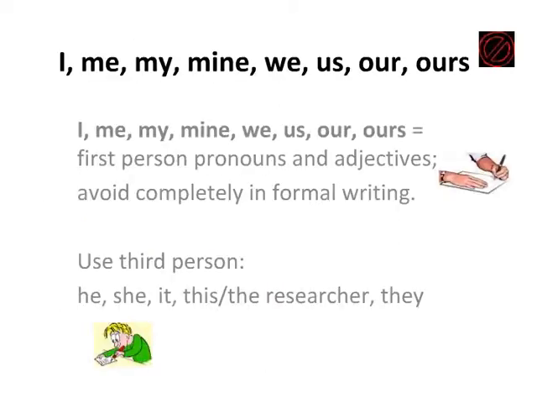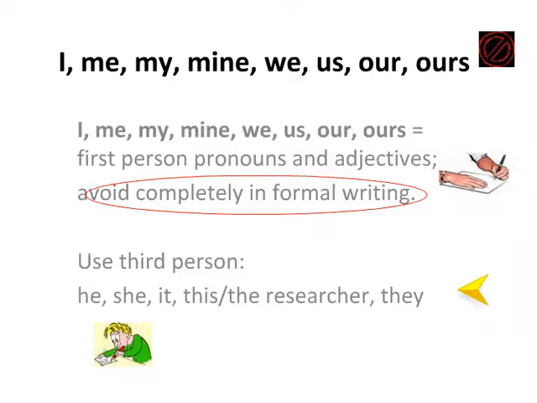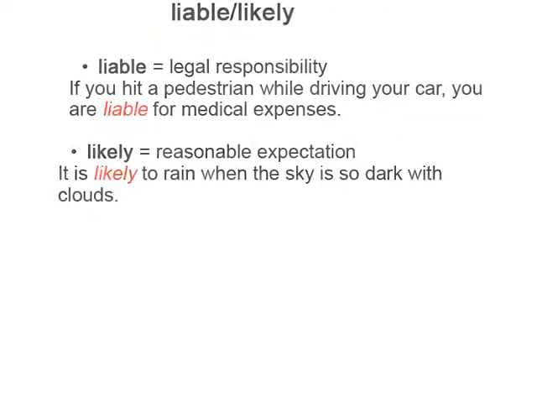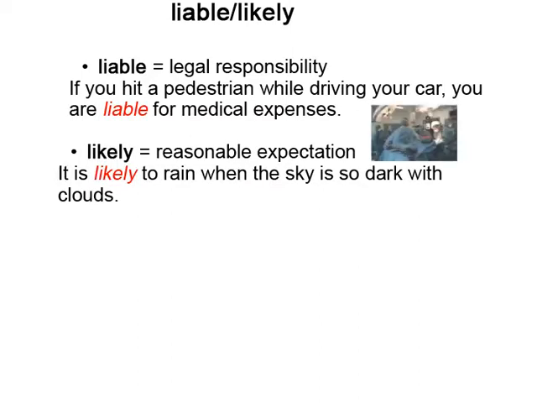A formal research paper avoids the use of first-person references. Use third person instead. Kind of and sort of are informal expressions, while kind of a and sort of a are substandard English. Look at the difference between liable, a legal term, and likely, meaning apt to happen.